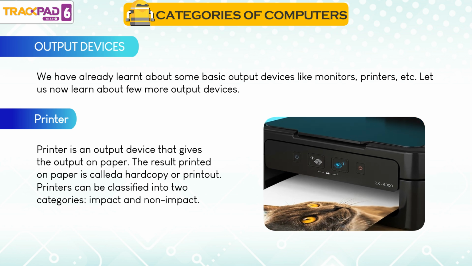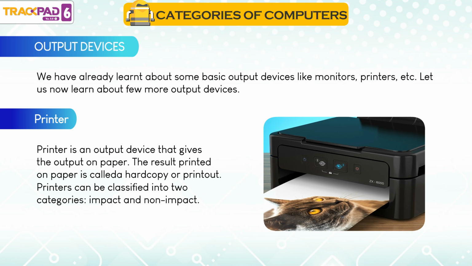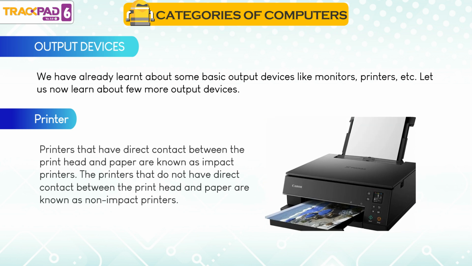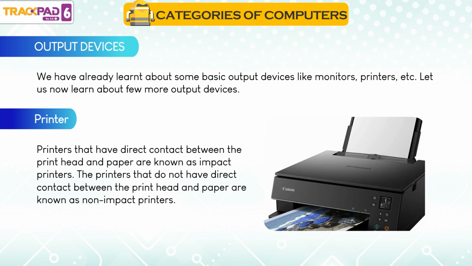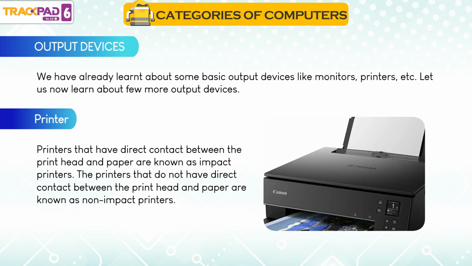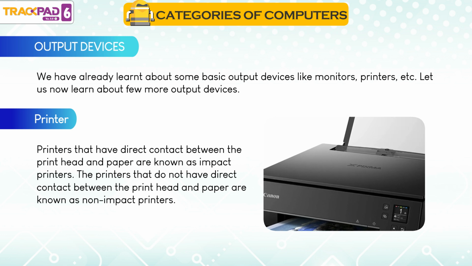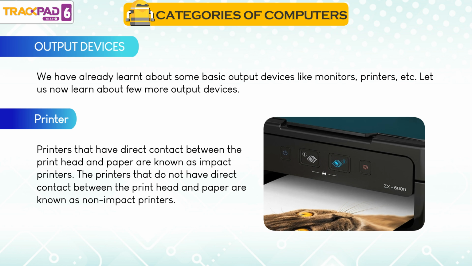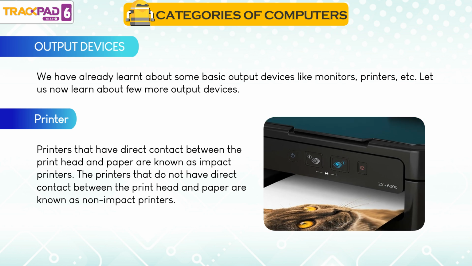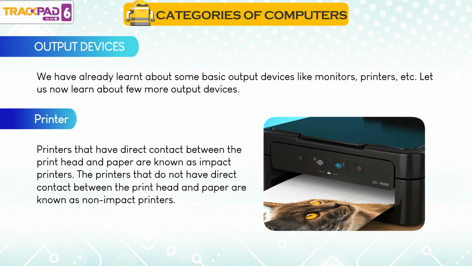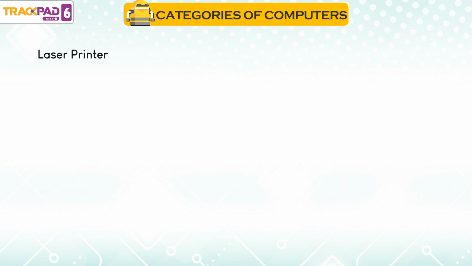Printers can be classified into 2 categories: impact and non-impact. Printers that have direct contact between the printhead and paper are known as impact printers. The printers that do not have direct contact between the printer head and paper are known as non-impact printers.